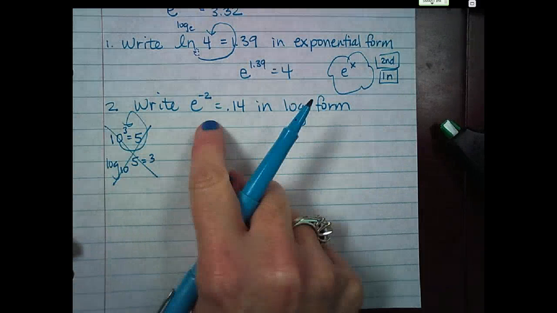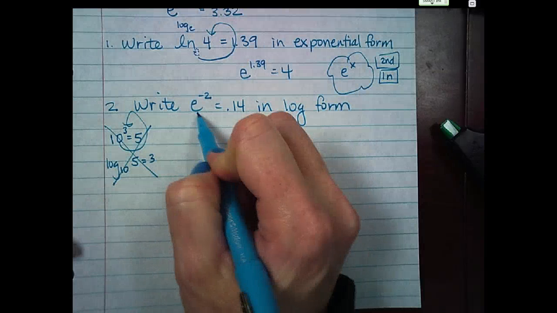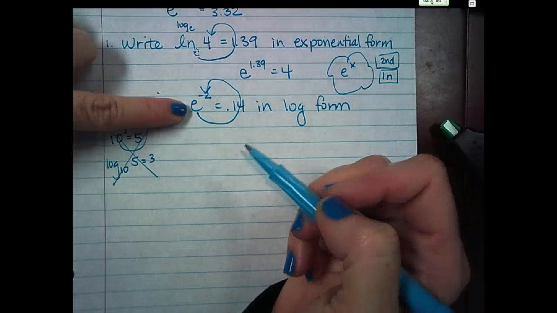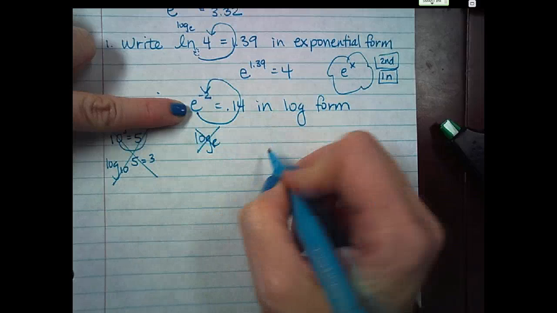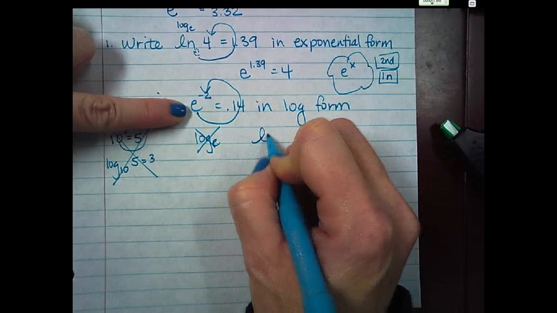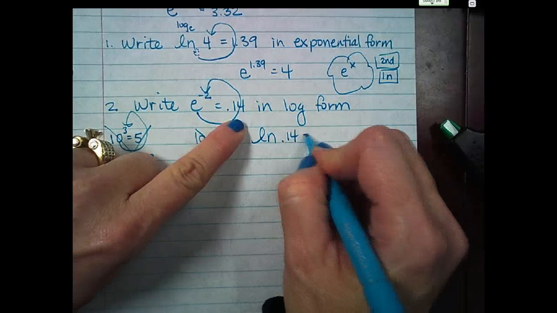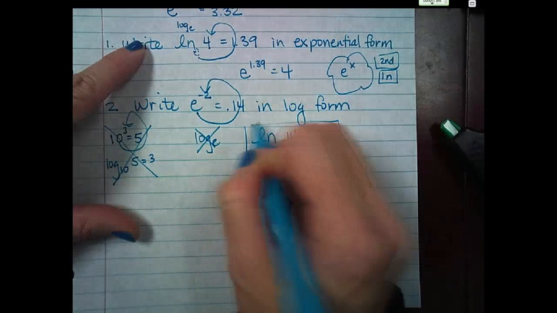Okay, here, if I'm going to ask you to put this in log form, you do the same thing. The base, the answer, the exponent. Since the base is e, instead of writing log base e, we're just going to write ln of 1.14 equals our answer, negative 2. And that would be that answer.